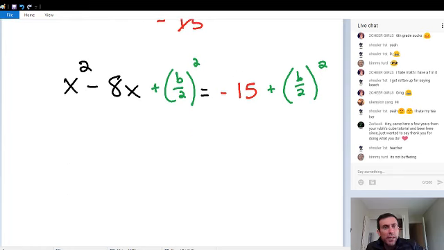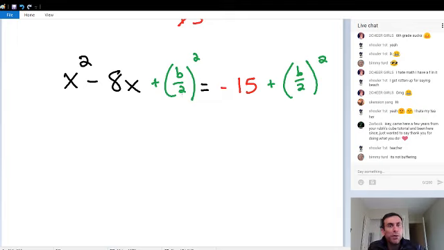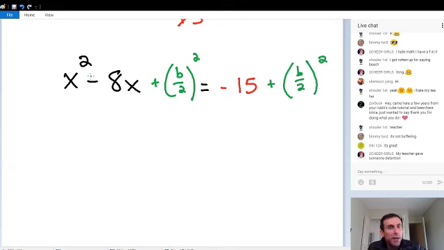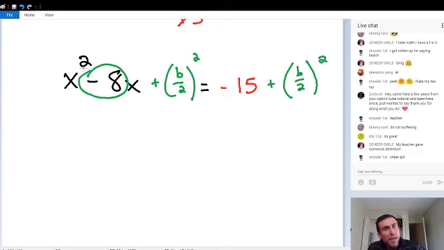All right, so moving on to our next step, we just added b over 2 squared to both sides, all right? And our b is always going to be the constant in front of the x term. So we have a negative 8 as our b, okay? So what we're going to do, instead of b over 2 squared, I'm going to plug in a negative 8 for b.